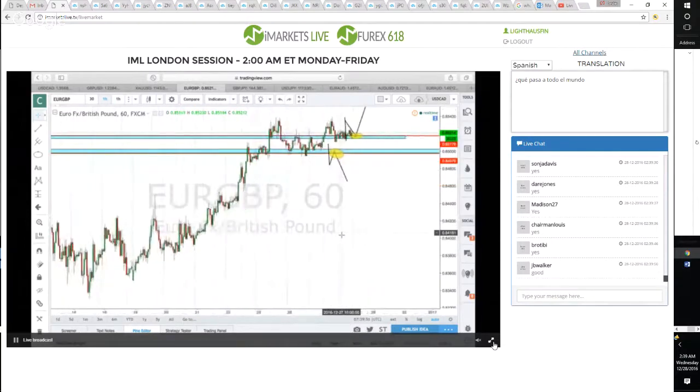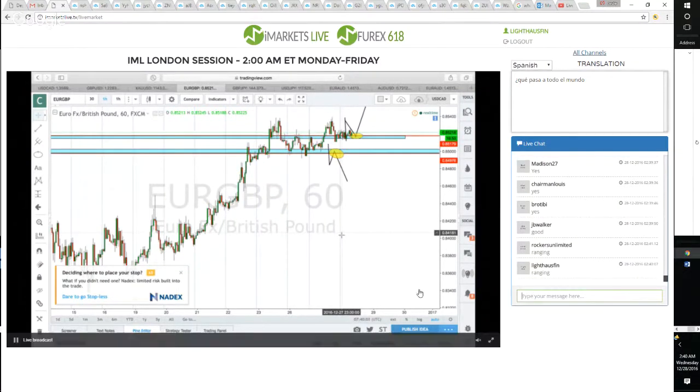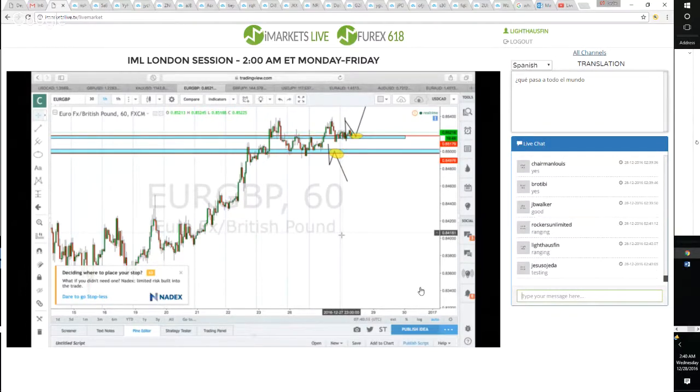All right. For EUR GBP, what's price doing right now? Can anyone tell me exactly what price is doing right now? Yes. It's ranging.